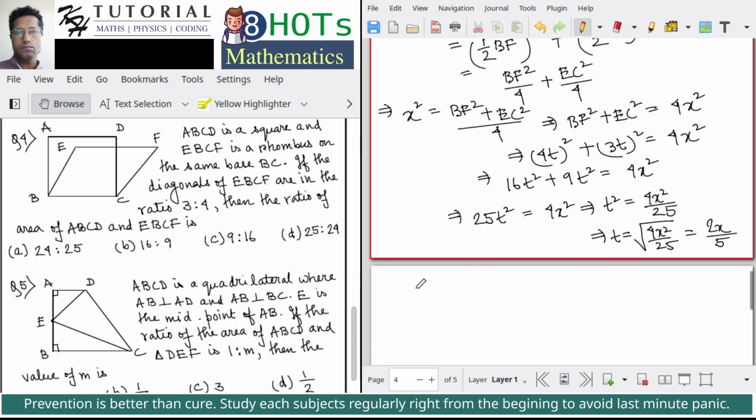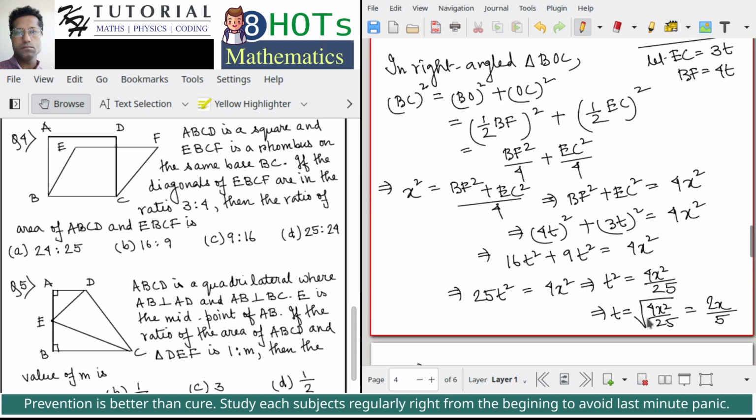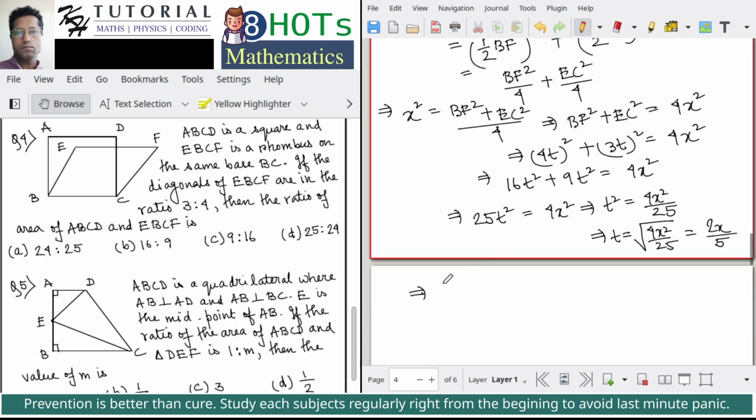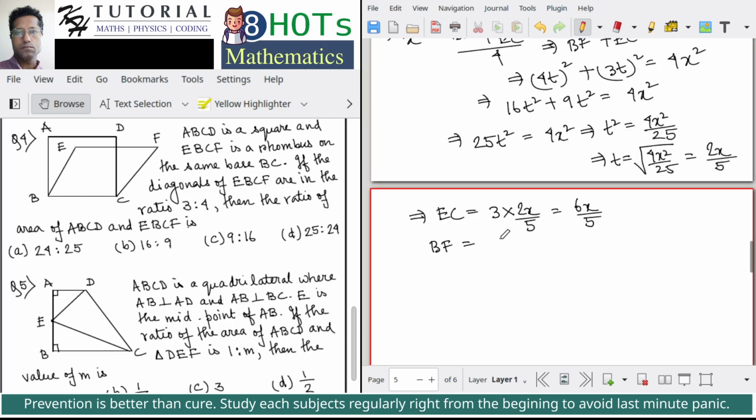t is 2x by 5. Okay, so we can now find the diagonals in terms of x. What is EC? EC is 3t, that is 3 into t. t is 2x by 5, which is 6x by 5. And what is BF? BF is 4t. t is 2x by 5, which is 8x by 5.